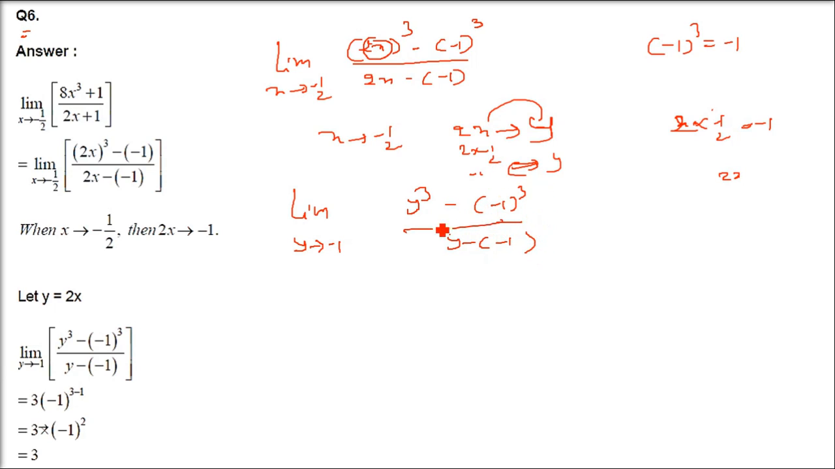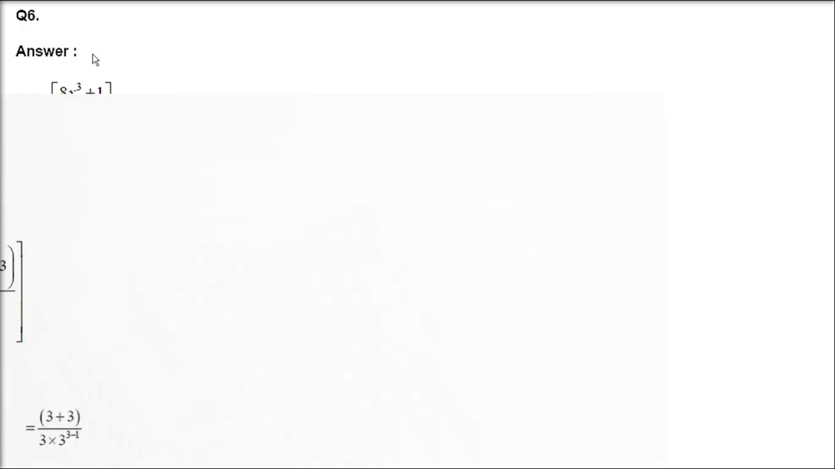So what do you get? Now you can apply the formula. N a to the power n minus 1, that is 3 into minus 1 to the power 3 minus 1. So minus 1 to the power 3 minus 1 is minus 1 square. So minus 1 square, minus 1 into minus 1 is plus 1. So 3 into 1, 3 is the answer.